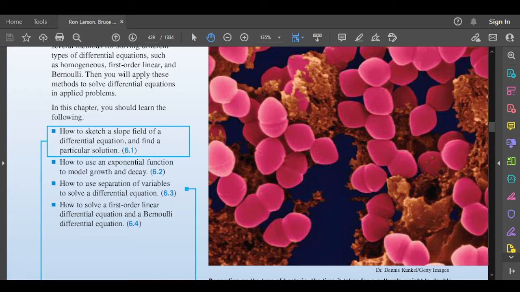There are a lot of types of differential equations. One of them is the first order linear differential equation. We also have what we call homogeneous differential equations, partial differential equations, and second order linear differential equations. So there are actually a lot of classifications of differential equations.